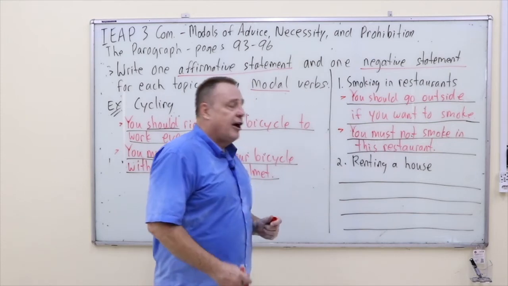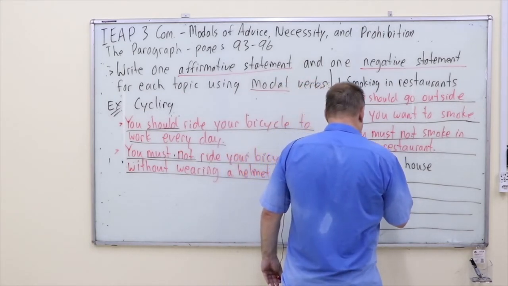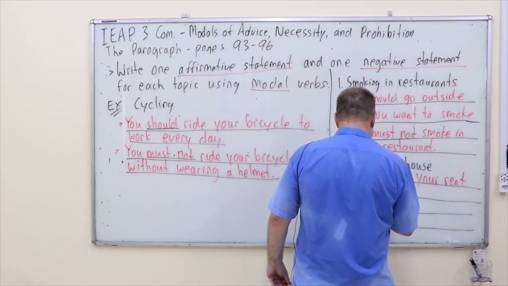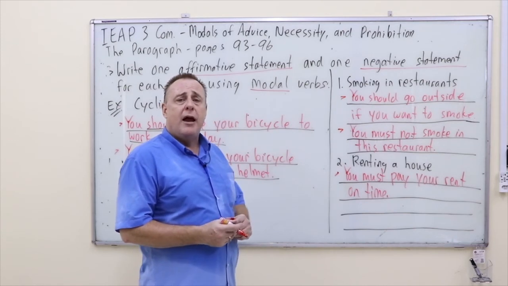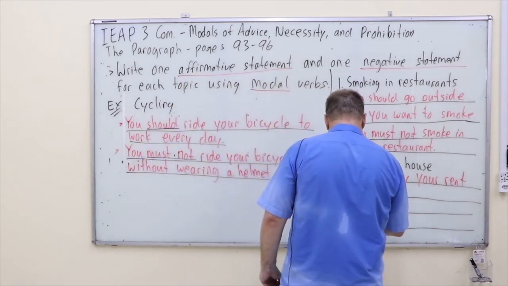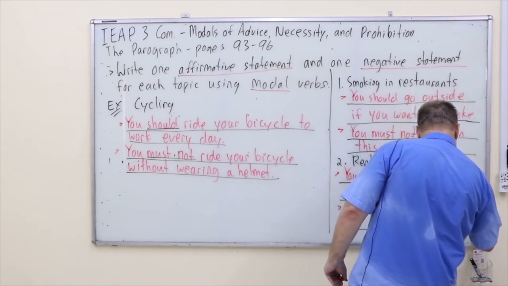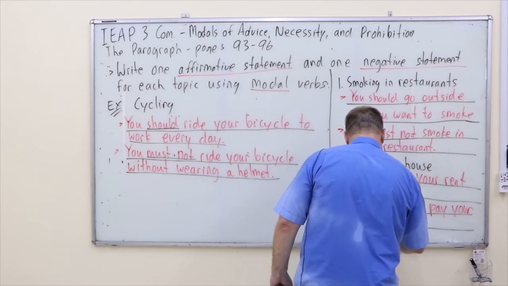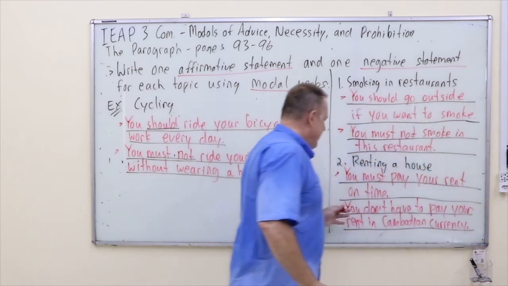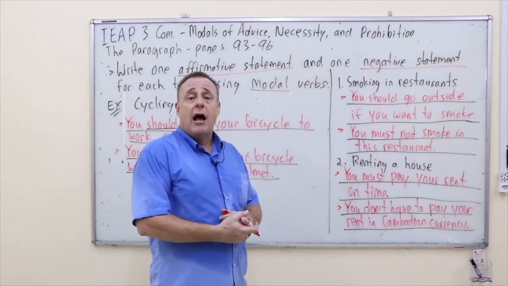Okay, now for the other topic, renting a house. So what could we say for that? Well, we could say you must pay your rent on time. Okay, so again, you must pay your rent on time. That would be something that you must do. Okay, what else could we say? Okay, we could say something like, you don't have to pay your rent in Cambodian currency. Okay, again, you don't have to pay your rent in Cambodian currency. Okay, so it's just kind of up to you. You can pay it in American currency if you want.